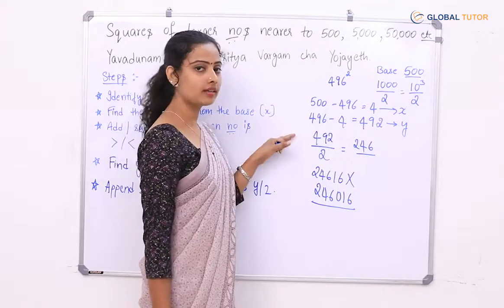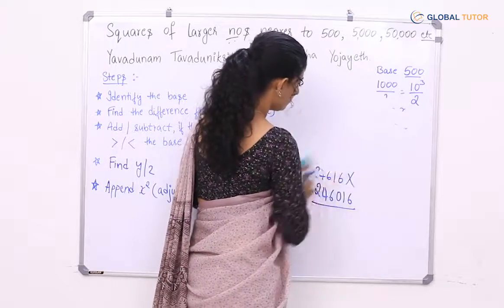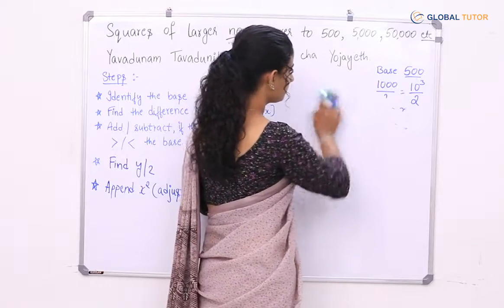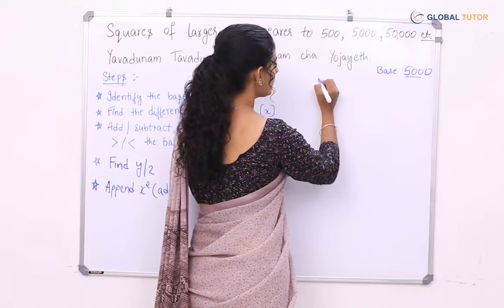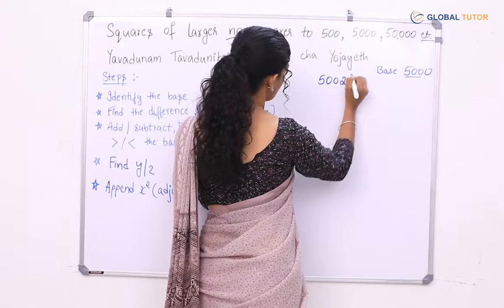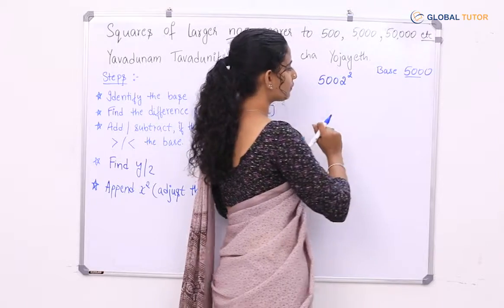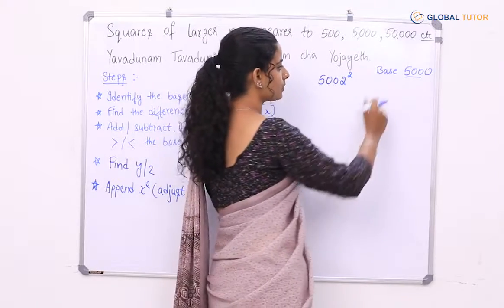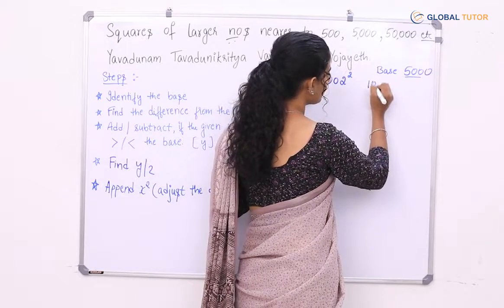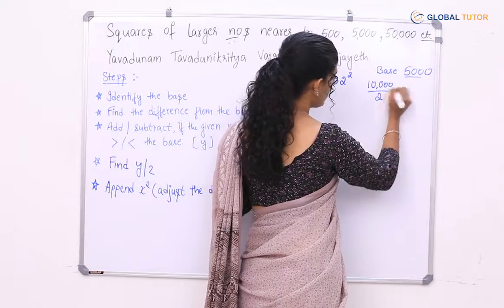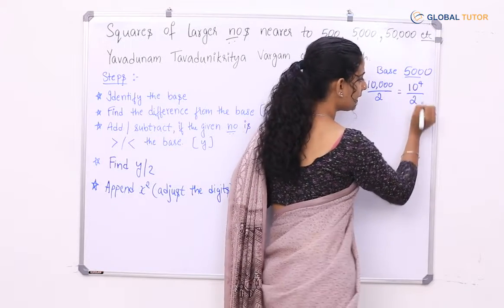Now let us take a bigger number which will be close to 5000. So let's take 5002. To find the square of this number, first we have to find the base, which will be 5000, because 5002 is close to 5000. Now we have to write this in the form of 10. So this can be written as 10,000 divided by 2. So 10,000 can be written as 10 to the power 4, and then divided by 2.